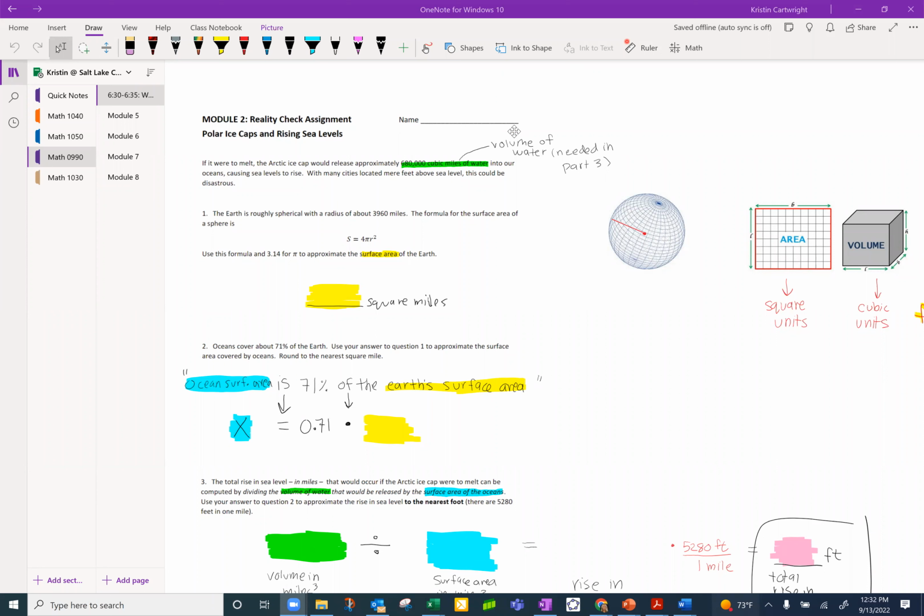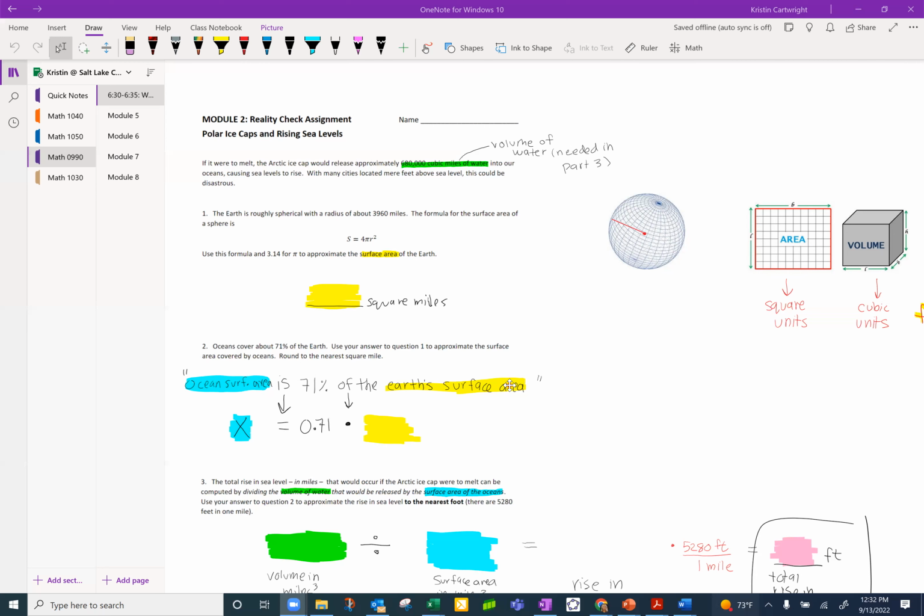So it goes into polar ice caps and rising sea levels. And it says if it were to melt, the Arctic ice cap would release approximately 680,000 cubic miles of water. I want you to notice that that is in a unit of volume, and we're going to need that for part 3. So I highlighted that in green, and you can see here on my screen I have a bunch of colors happening here so that I don't give away any answers explicitly.